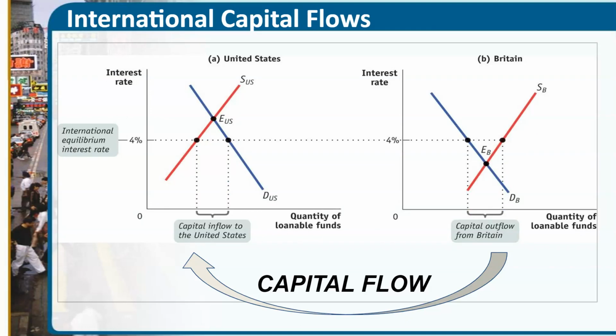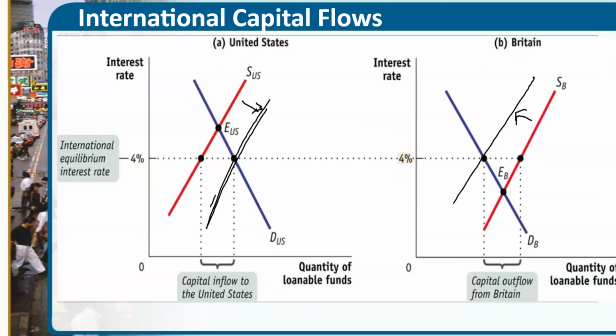Now, how we get there is because we have more inflow coming into the United States, which is going to shift the supply curve, the supply of loanable funds. So if you think of it this way, the supply of loanable funds coming into the United States at that 6% is going to lead to a shift in the supply of loanable funds and bring our equilibrium interest rate down. Our international equilibrium rate becomes 4%. Remember, we were at 6 and Britain was at 2.